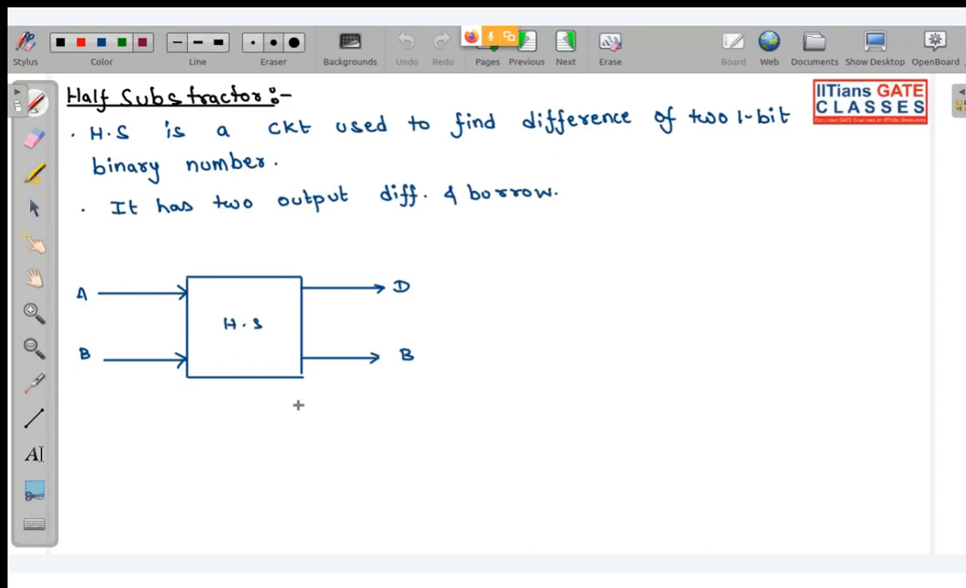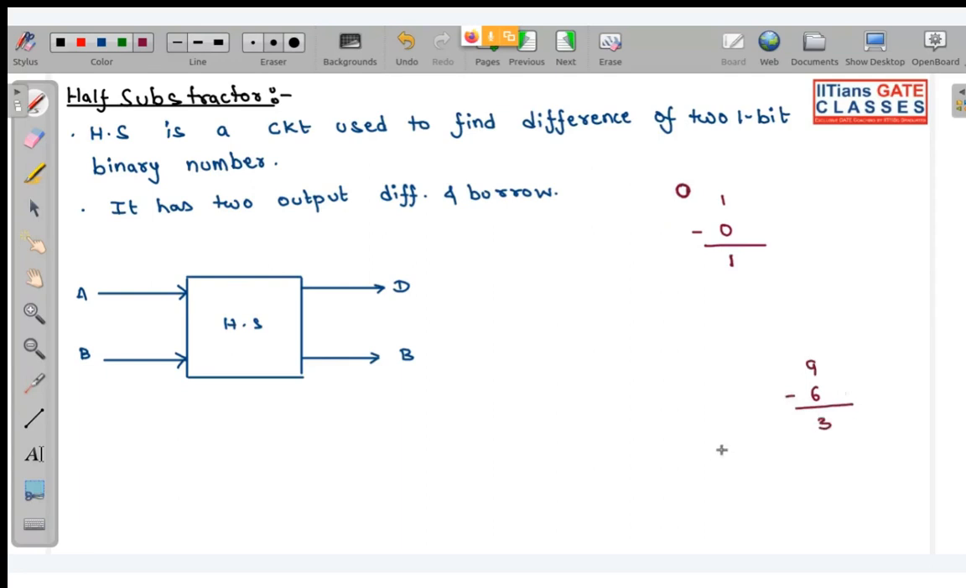A half subtractor circuit is basically used to find the difference between two 1-bit numbers. Like if I do 1 minus 0, so this will be what? 1 borrow. So here borrow is there, okay, not carry. Like if you want to do 9 minus 6, so this will be 3.